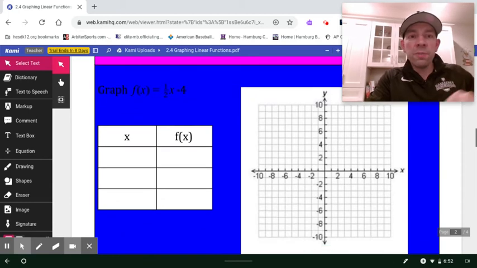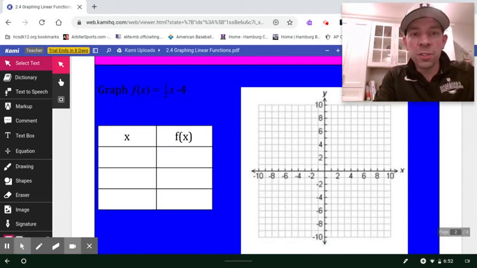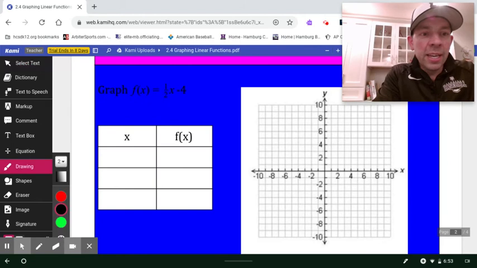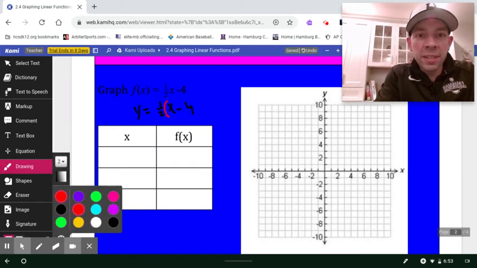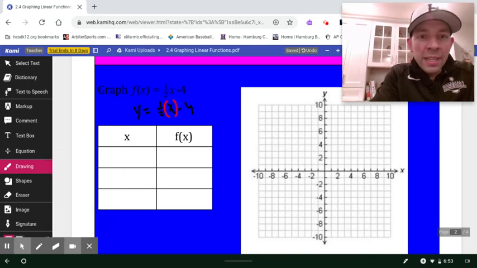Okay, so this function's a little bit scarier looking just because of the coefficient on that x. And again, if you want to, you could rewrite this as y equals 1/2 of x minus 4. And everything we do is going to be about replacing this x. We're going to plug a number in place of that x. Now, you could go 0, 1, 2 again.